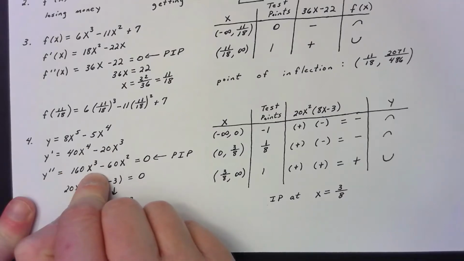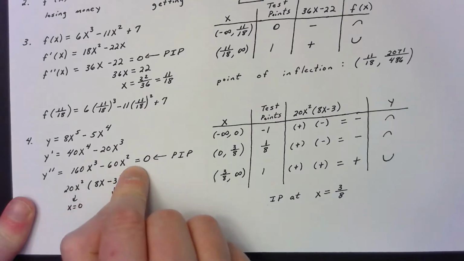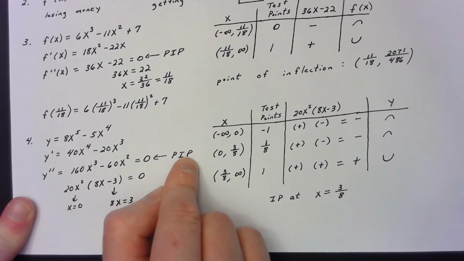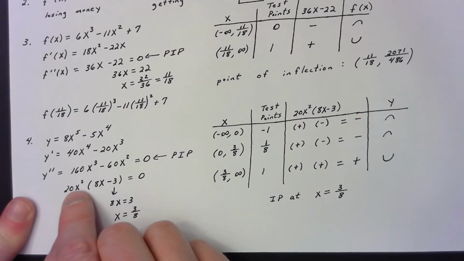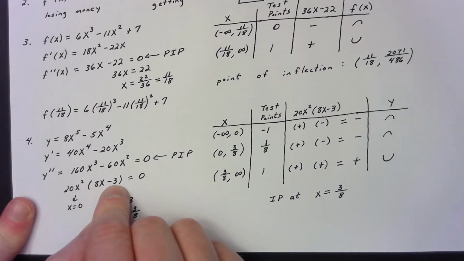60x cubed is my second derivative for the first term, then minus 60x squared, the second derivative for the second term. We set this equal to 0 to find our potential inflection points, and when I do that, I could easily factor out a 20x squared out of that group. When I do, my first term is going to have an 8x remaining. My second term only has the 3.